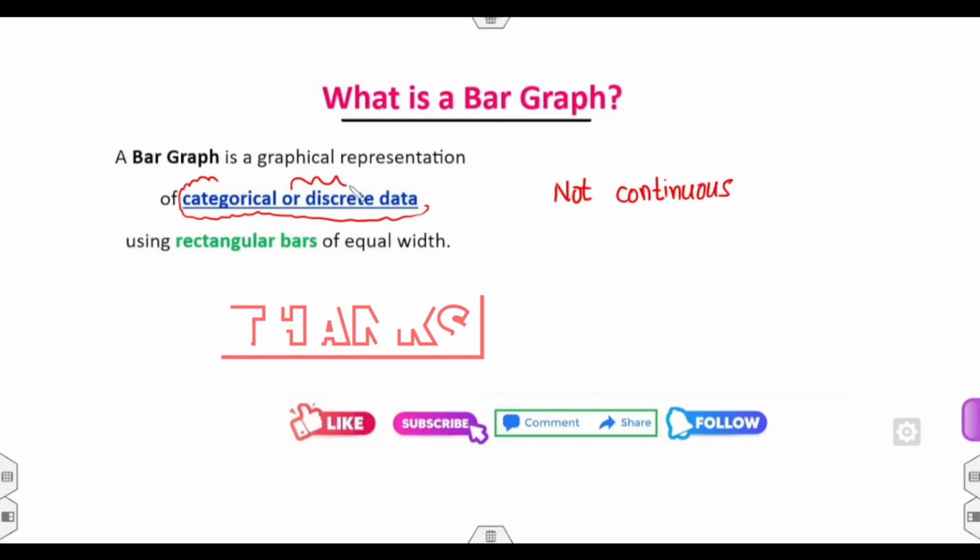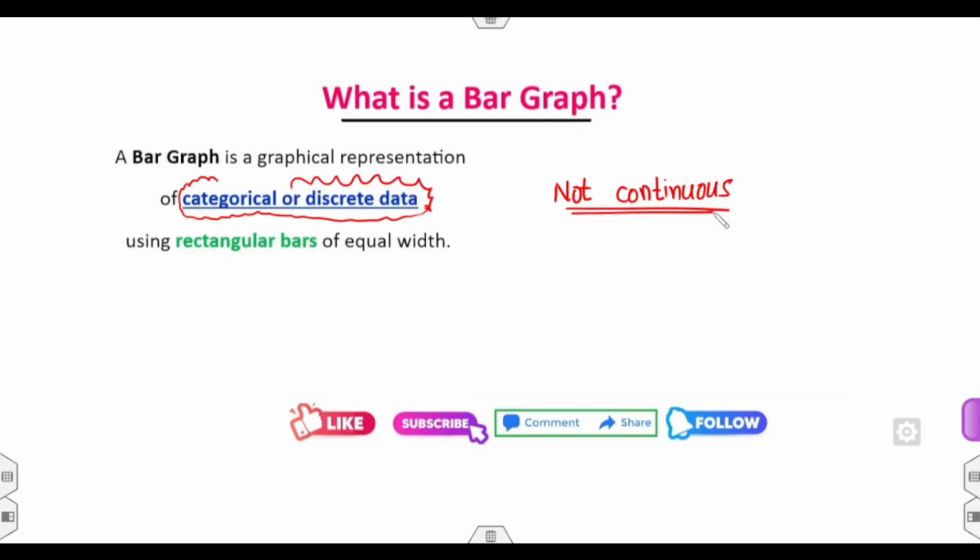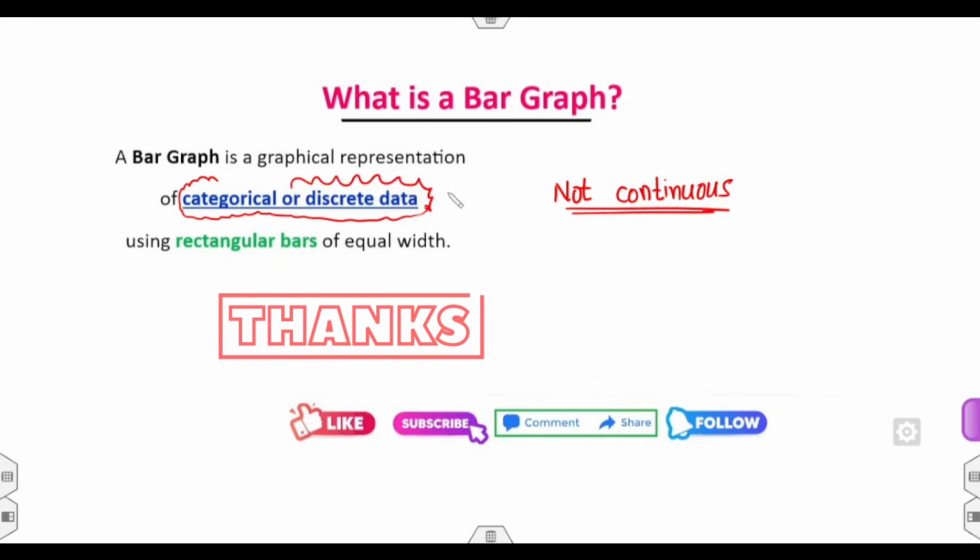What do we use the bar graph for? Bar graph is used only for discrete data, not for continuous data. What is the meaning of discrete data?